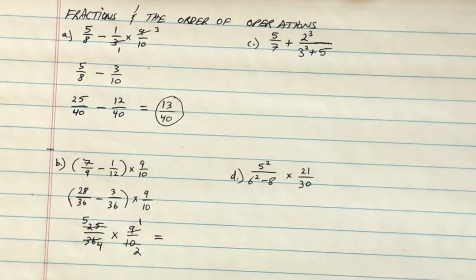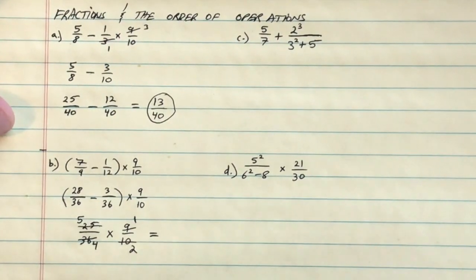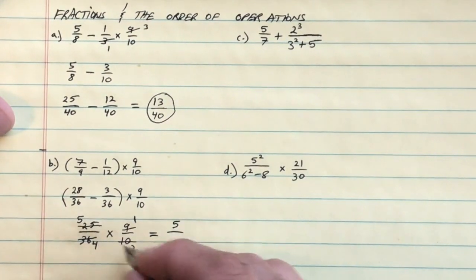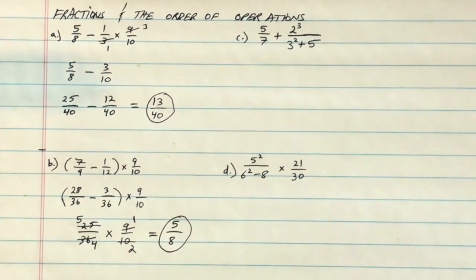So then we just do our multiplication. 5 times 1 is 5. 4 times 2 is 8. So our answer is 5/8.